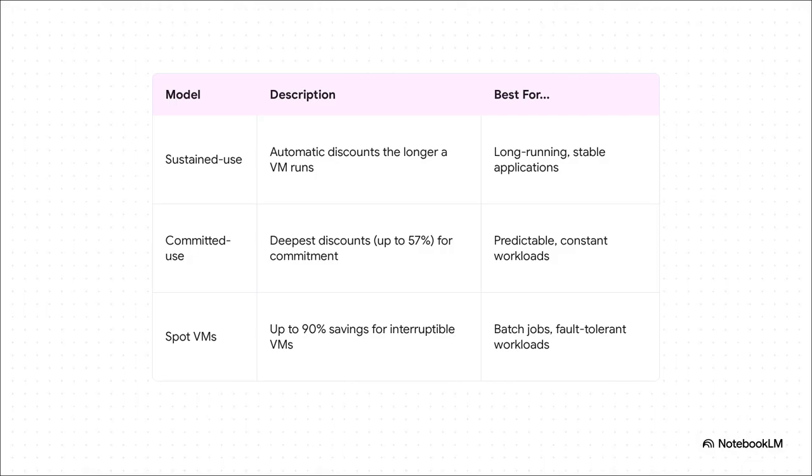And that control even extends to how you pay for it. You're not just stuck with one price. If you have an app that's just going to run 24/7, you automatically get sustained use discounts. If you know for a fact you'll need that server for the next 3 years, you can commit to that and get a massive discount. And my personal favorite, for jobs that can be interrupted, like some big data crunching, you can use spot VMs and save up to 90%. The bottom line is, you can match your cost to exactly what you're doing.